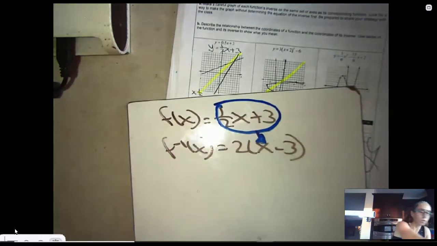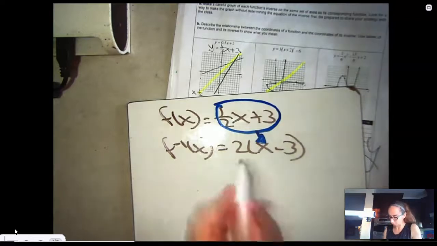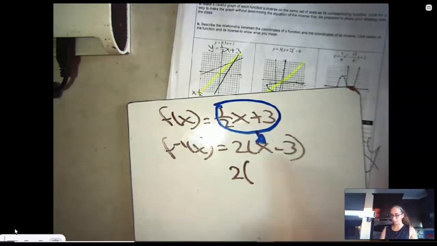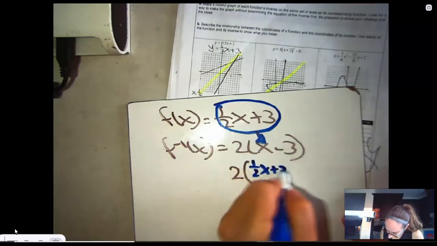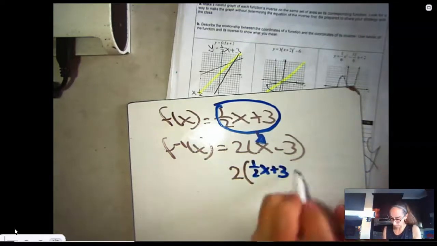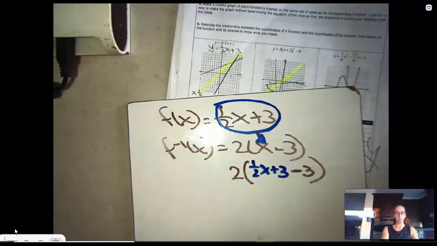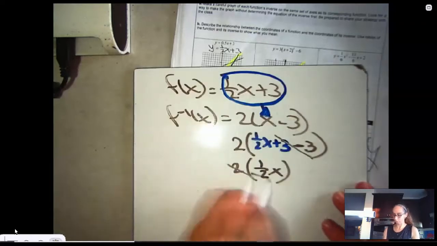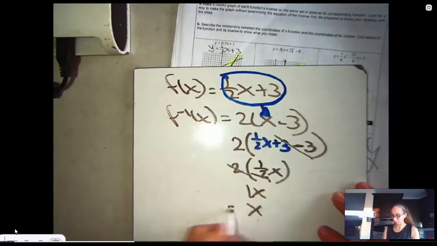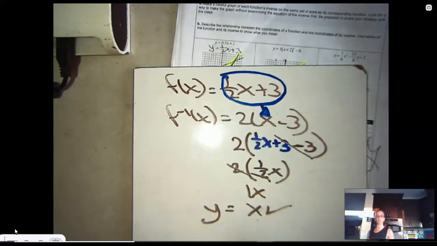So that means what I'm going to do is I'm going to rewrite this as 2 parentheses. But instead of writing x, I'm going to write 1/2 x plus 3. Then I'm going to write minus 3. Okay? So now if I simplify that, 3 minus 3 is gone. I'm left with 1/2 x times 2. Half of 2 is 1x, which is x. Y equals x. I did the inverse correctly. Okay? So now let's go back to the more difficult one. I'm not saying that one was easy, but that was an easier one.